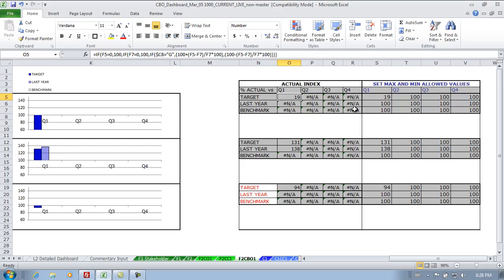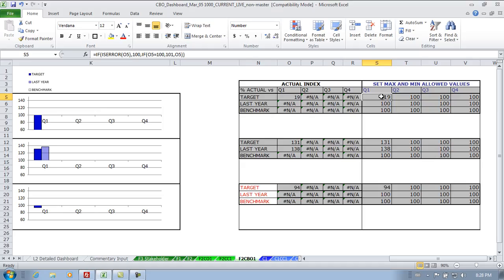So that's what this first square does, and it calculates it for each comparative and for each quarter. If any of the data is 0, it returns a #N/A. Over on this side, we take one step further.